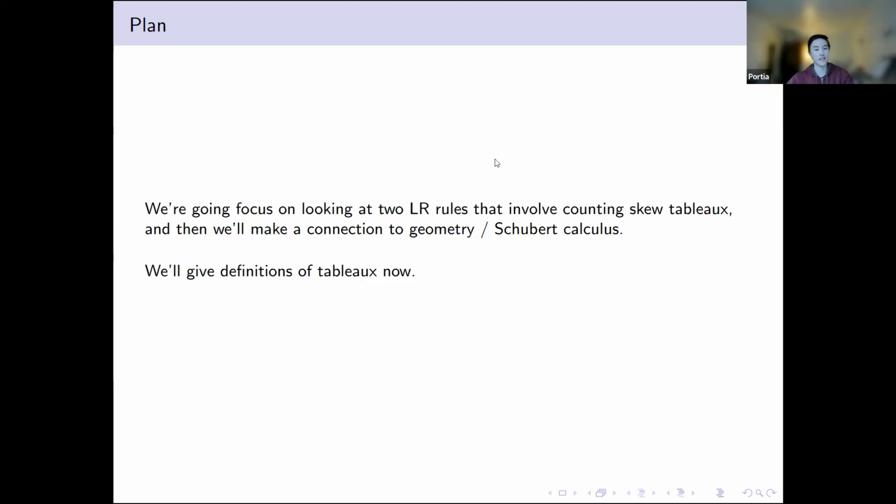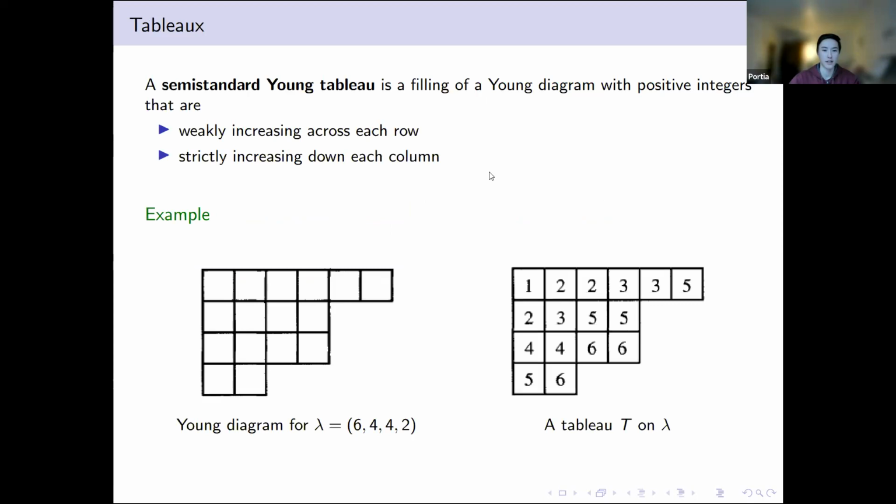Okay, now we're going to define tableau. And okay, so probably people, the chat is funny. Thank you guys for responding.